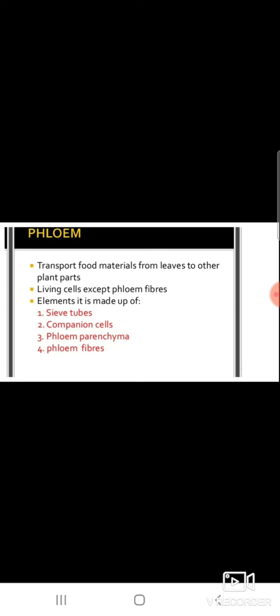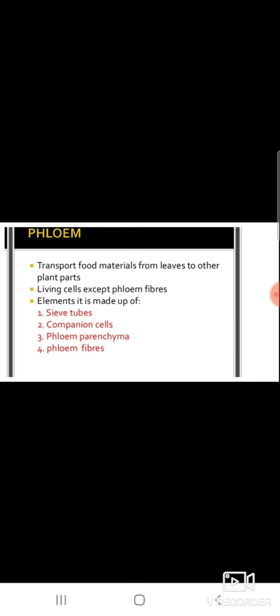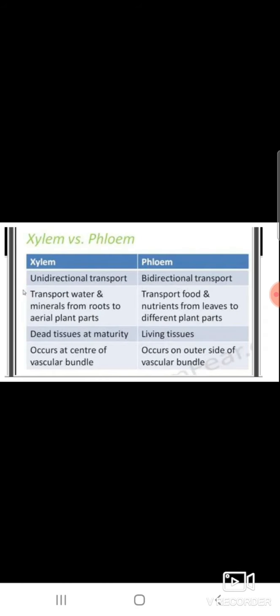Phloem transports food materials from leaves to other parts of the plant. It has living cells except phloem fibers. Phloem elements are made up of sieve tubes, companion cells, phloem parenchyma and phloem fibers. So, xylem and phloem differ in these respects. Shall we read the slides?